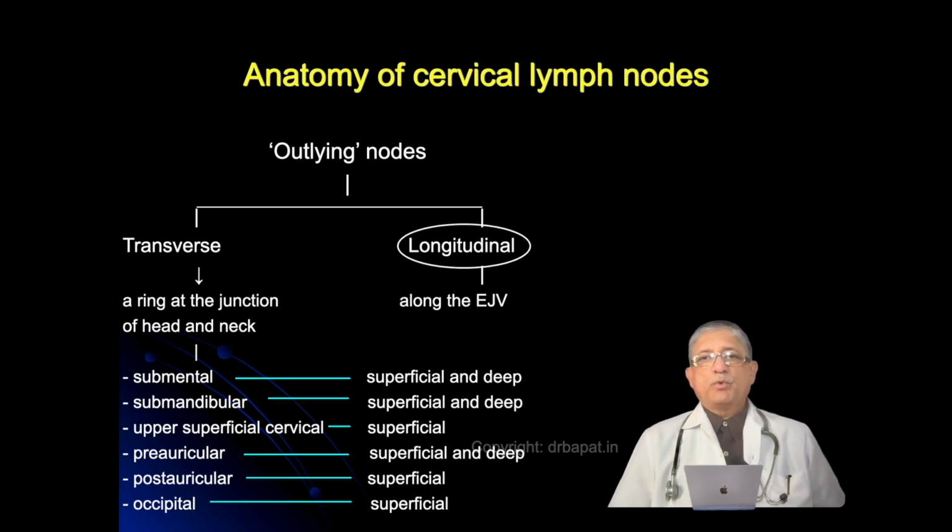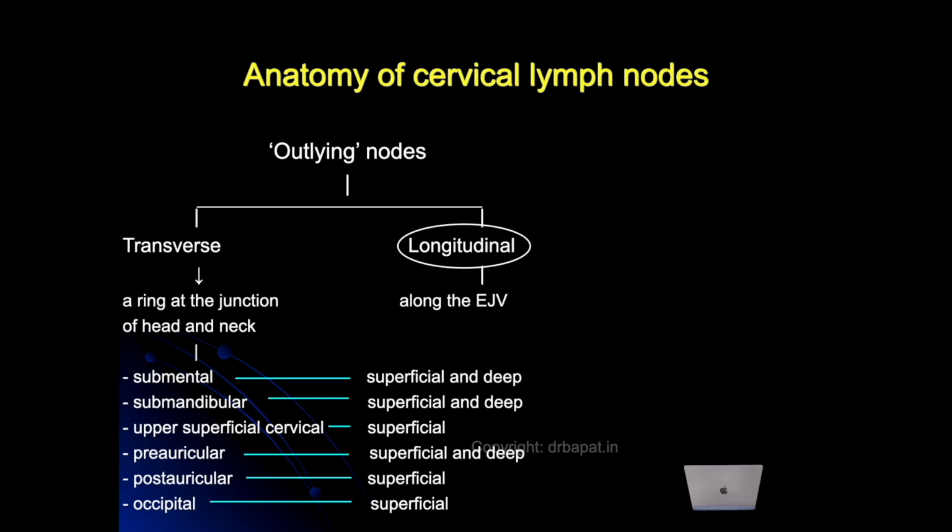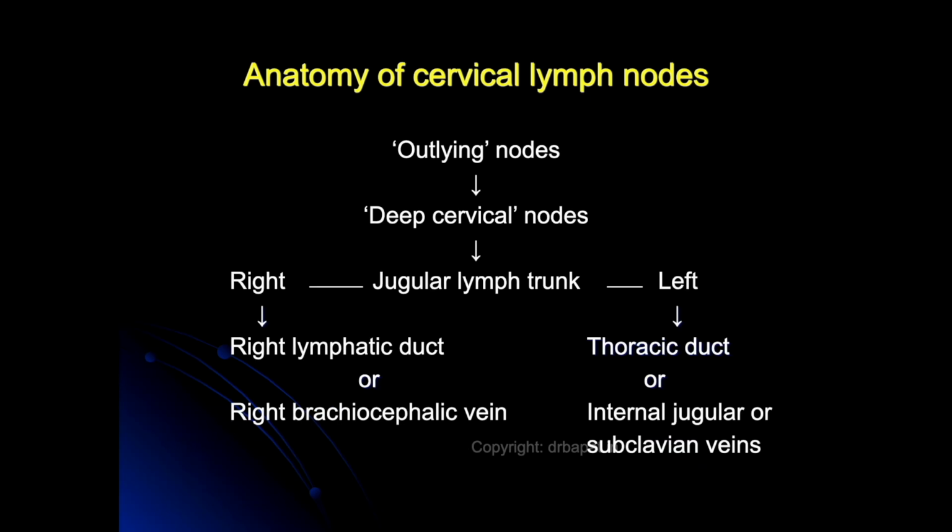The longitudinally disposed nodes lie along the external jugular vein. Most of them are placed in the superficial plane overlying the sternocleidomastoid, except for few along the terminal portion of the vein, and those are deep-seated. This is obviously because beyond the posterior border of sternocleidomastoid, the external jugular vein pierces the investing layer of deep cervical fascia to become a deep structure itself before terminating into subclavian vein. All the outlying nodes eventually drain to the deep cervical group of nodes.